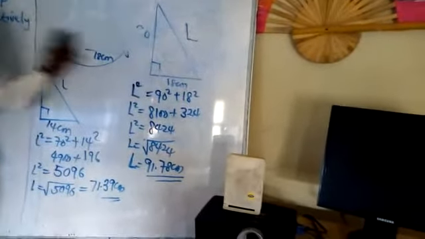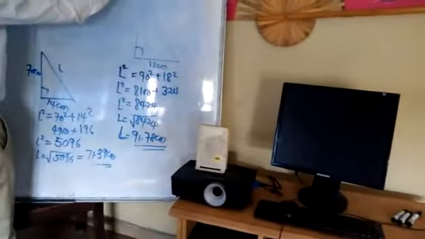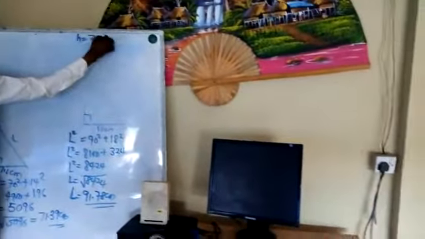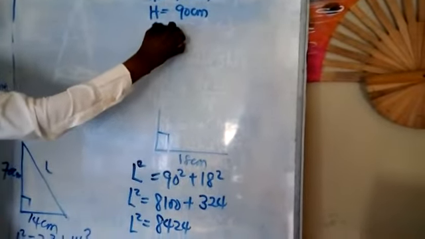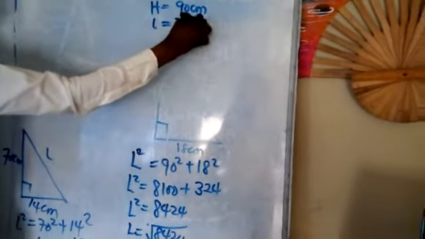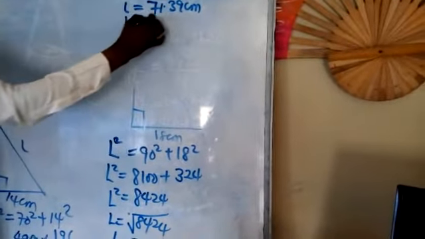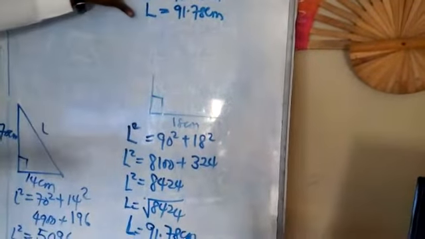Now we have determined all the parameters we have to use in solving this problem, and I'm going to list them here. Don't forget, the small h we got as 70 cm, and we got big H as 90 cm. We got small l as 71.39 cm from our solution, and we got big L as 91.78 cm. Here are the parameters we have solved for.